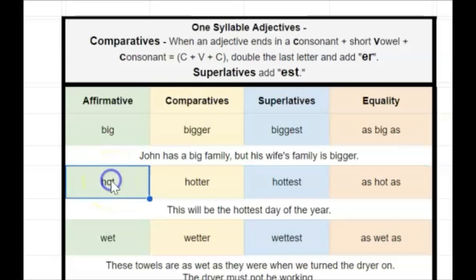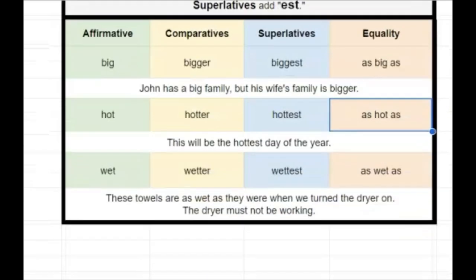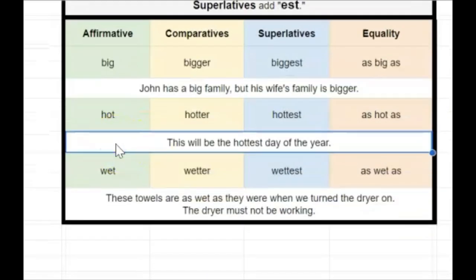The next example adjective we have here that ends in a T, has a short vowel, and begins with a consonant, vowel, consonant, is hot. The comparative is hotter. In American English, we're going to pronounce this with a D, hotter. The superlative is hottest. Again, American English pronounced with a D sound, hottest, and equality is as hot as. The example sentence we have here is, this will be the hottest day of the year.